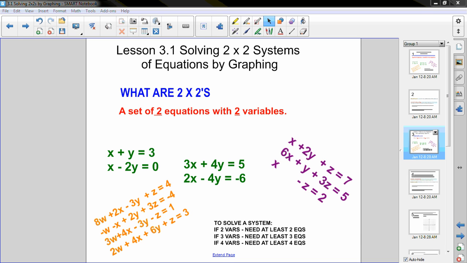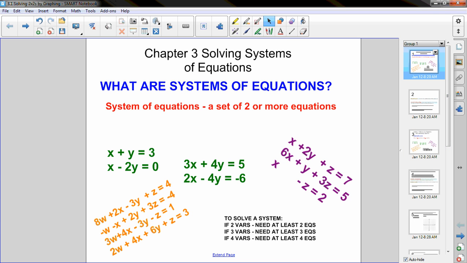Okay, today we are going to start Chapter 3. Okay, that's the first page of your notes. We're starting Chapter 3. In Chapter 3, we are going to have a couple different strategies to solve systems of equations. That's what Chapter 3 is, solving systems of equations.